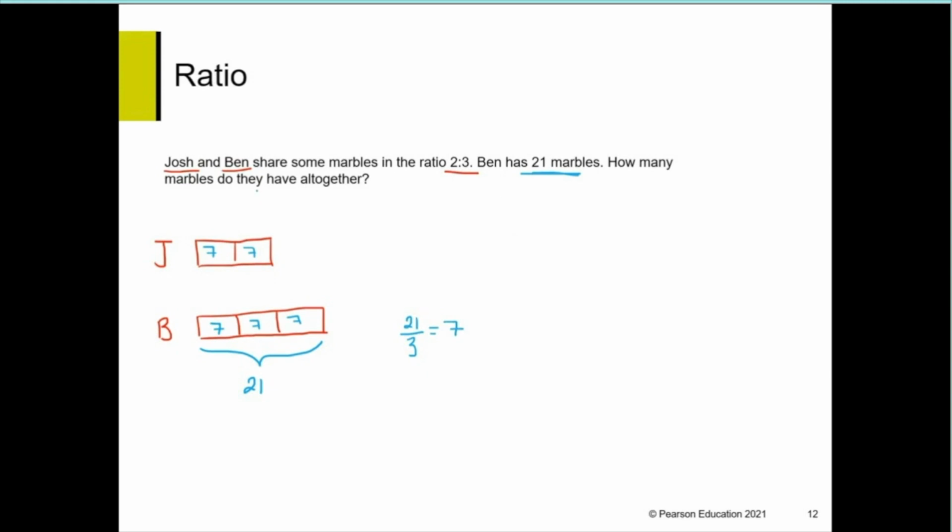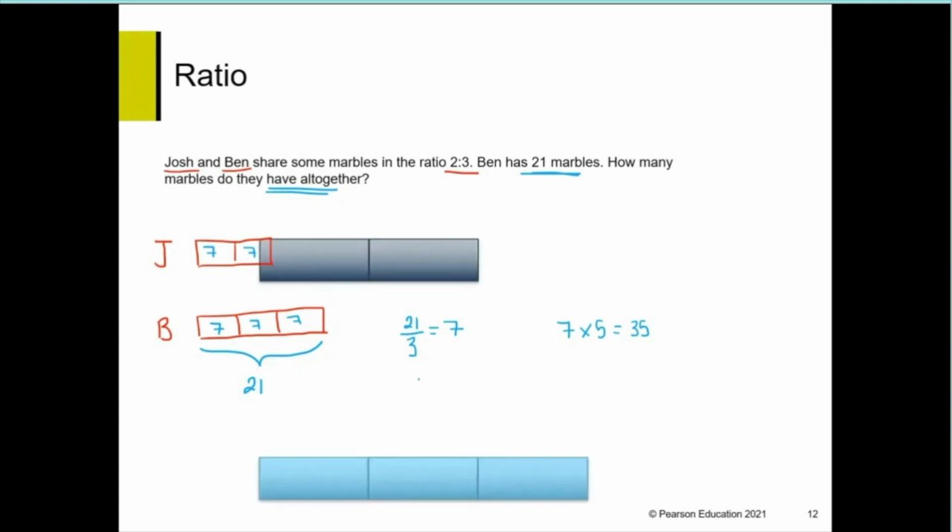I've written it down to show I understand what I'm doing. And then my question says, how many do they have altogether? Well, what calculation am I going to do there? I'm going to do 7 times 5, which is 35. Even with simple ones like this, get them into the habit early on of showing these steps of working out, of showing what calculation they've actually done.